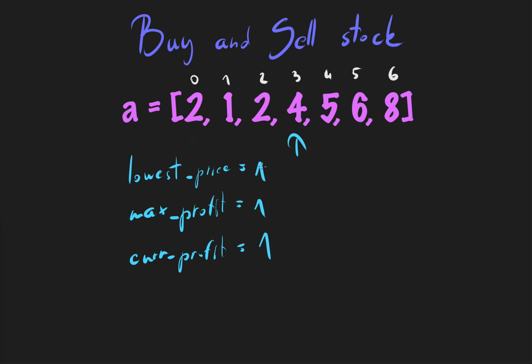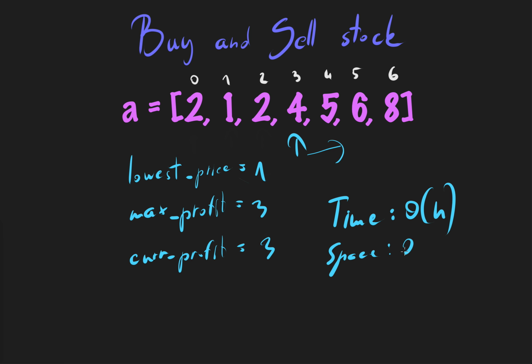And so forth. 4 minus 1 is 3, so the current profit is 3. 3 is bigger than max profit, so we can update this as well, and do it for the rest of the stock prices here. So in terms of time and space complexity, for time we're just going through each stock price, so it would be O of n. And for space, we're just saving a few variables, so it's constant space, O of 1.